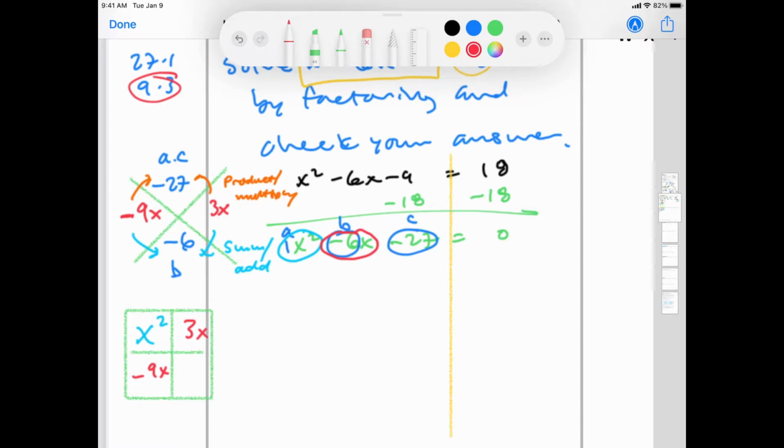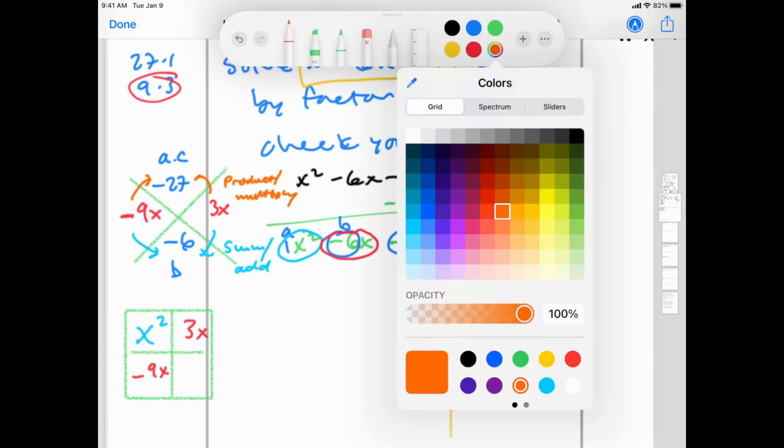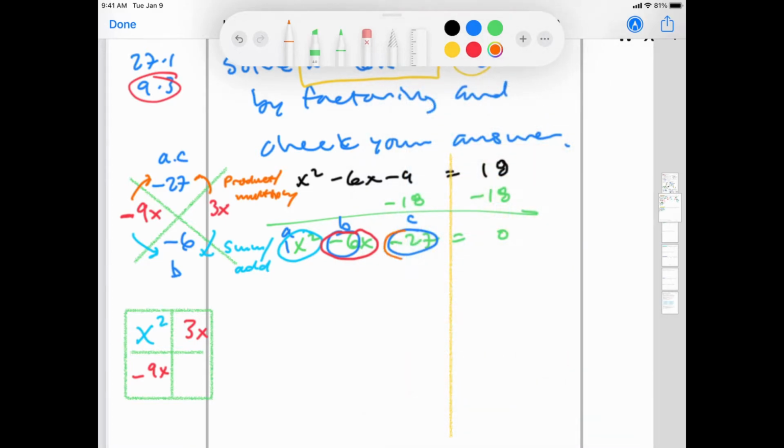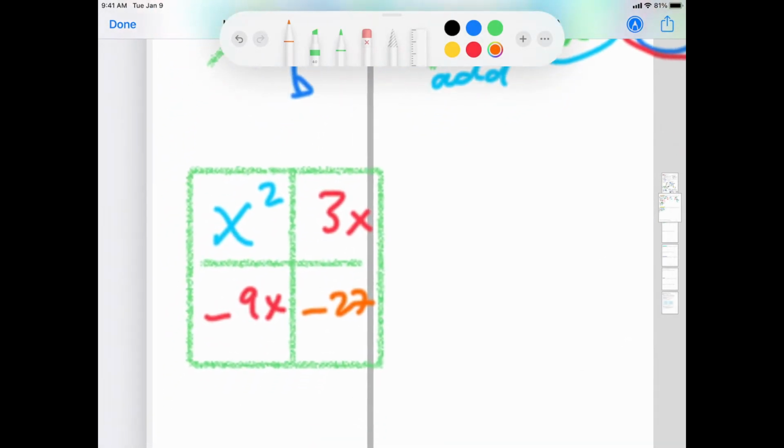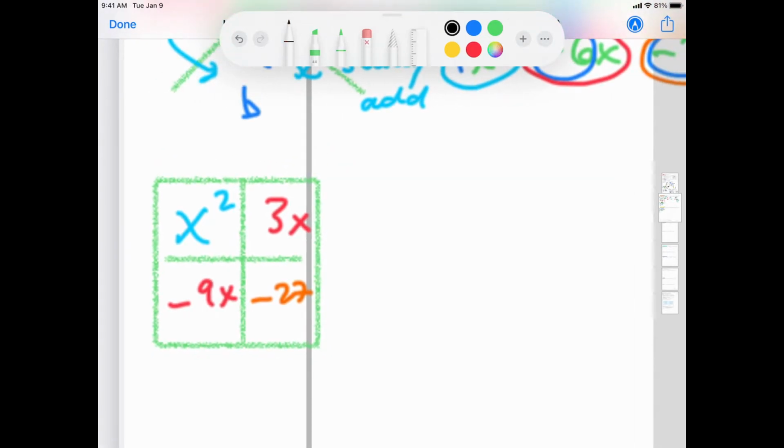They will always go in the bottom left and top right of the box. Always. And then the last one is negative 27. Your C value will always go in the bottom right. Always. Now I'm going to take out the greatest common factor of a row and a column.